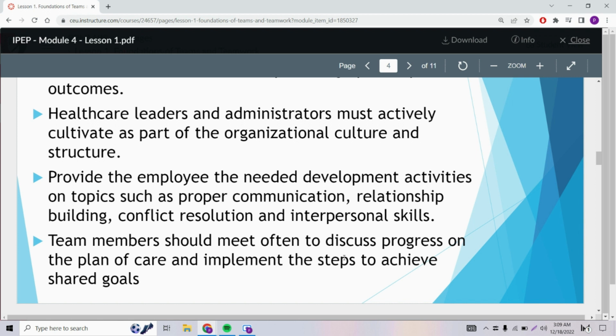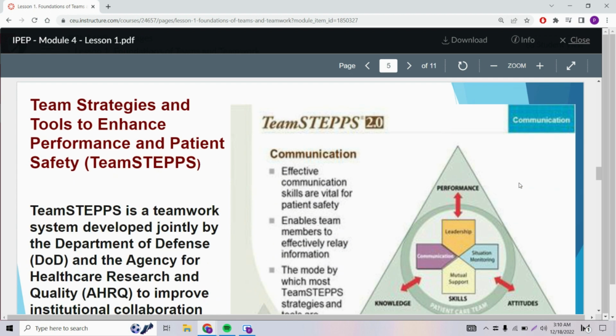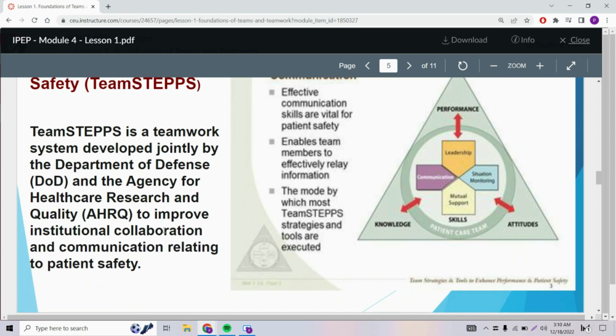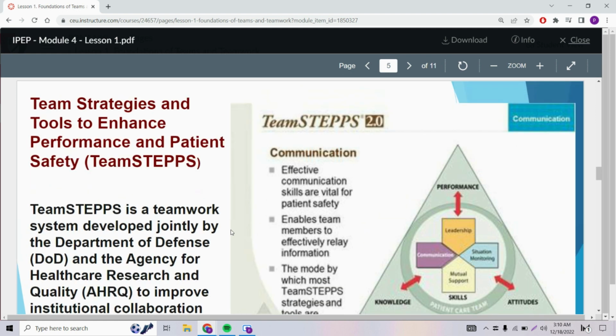Team members should meet often to discuss progress on the plan of care and implement the steps to achieve a shared goal. So these are some of the TeamSTEPPS. Ano ba 'tong TeamSTEPPS na 'to, class? This was a teamwork system developed by the Department of Defense and your AHRQ in the US, Agency for Healthcare Research and Quality, to improve institutional collaboration and communication relating to patient.